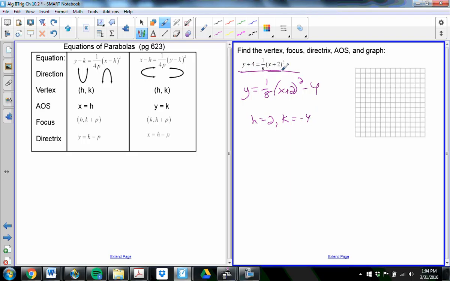I'm just going to find p. Well, my a value right now is 1 over 8, but it's really 1 over 4p. So it's 1 over 4 times 2. So my p value is 2. So now I have h, k, and p, and I can use those to graph everything. So the center of this graph is going to be at the point negative 2, negative 4. And again, I put that in the middle of the graph, but that's my vertex. The vertex is at negative 2, negative 4.